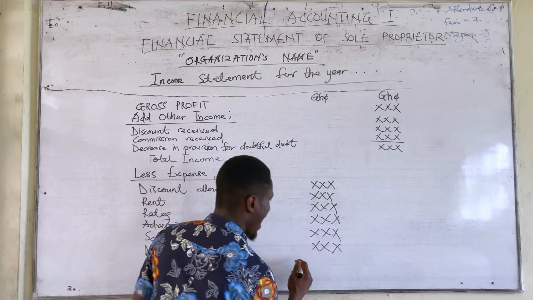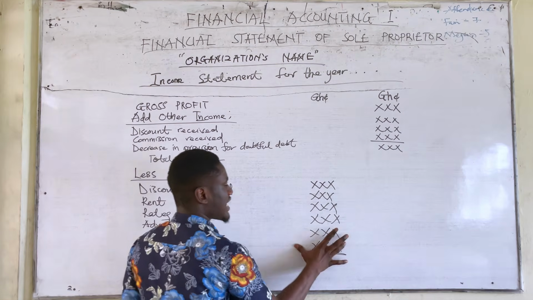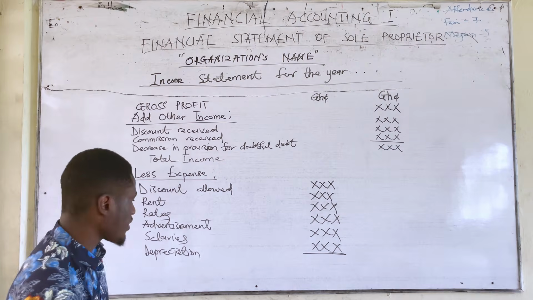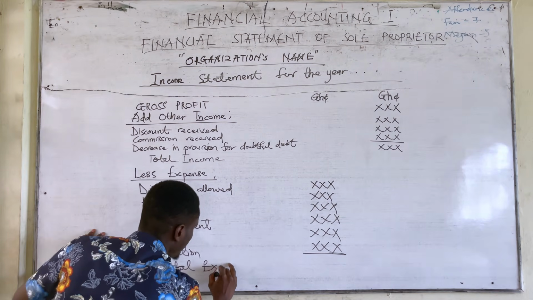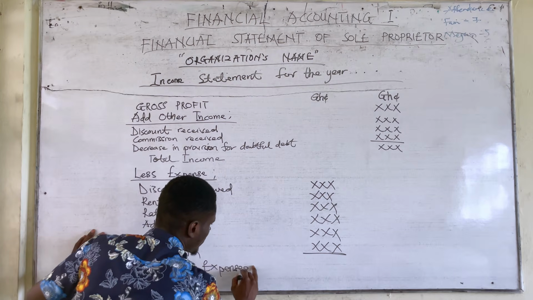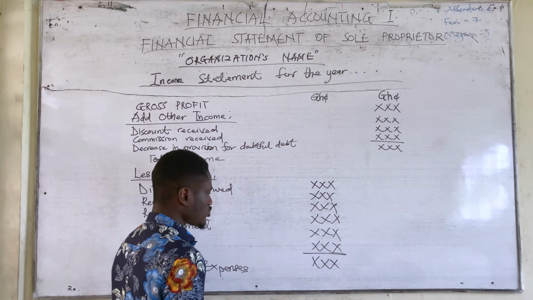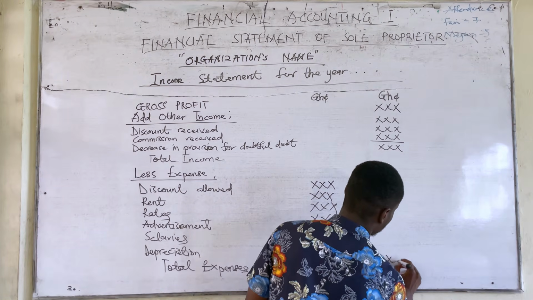Good. Then you add all of them together. Someone can decide to just add straight away and bring it here, but I just want you to know what that item is for. So let's show it here as total expenses. Okay, so this is your total expenses. After that, you bring this expense here. You get it? That same amount you had.